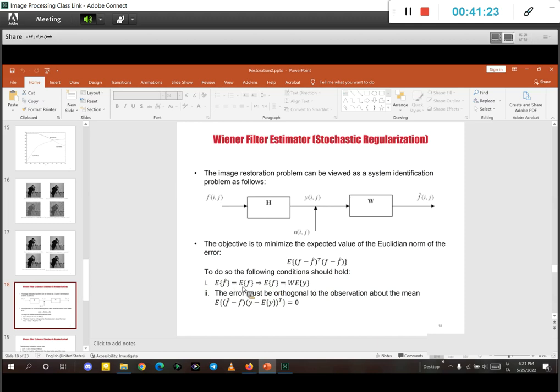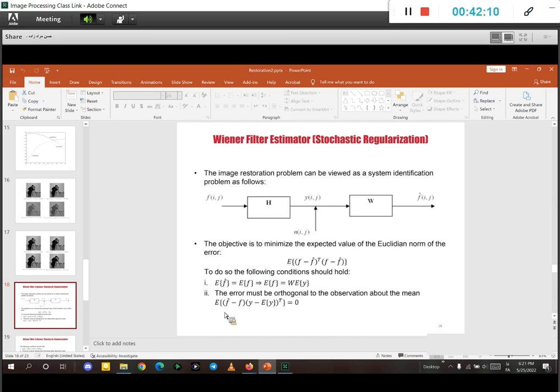To do so, the following conditions should hold. One: the expected value of f equals W times the expected value of y. Because of the stochastic nature, the expected value of both of them is the same, giving minimum error between these expected values. Another one: the error must be orthogonal to the observation about the mean.